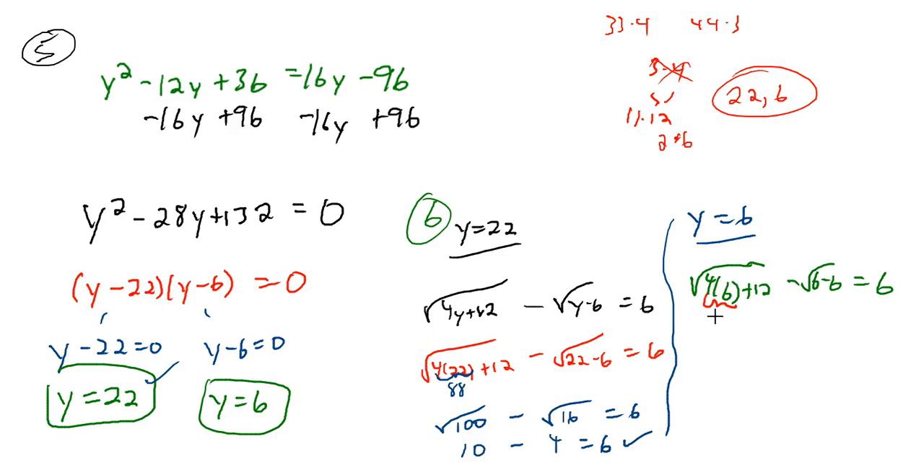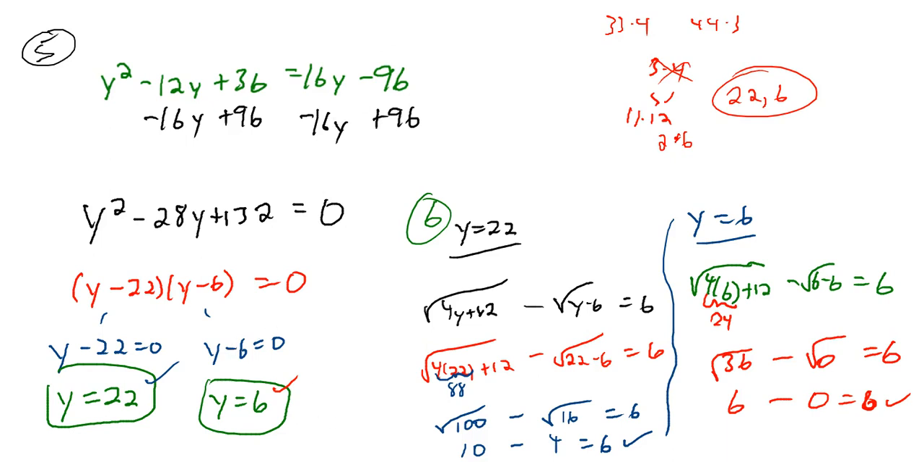So 4 times 6 here is 24. 24 plus 12 will be 36. And 6 minus 6 is 0, right? The square root of 36 is 6. The square root of 0 is 0. 6 minus 0 does equal 6. So actually, both of these solutions work. That's why you have to check both of them. You can't just assume because one of them works, the other one automatically doesn't work. They can both work. So this equation has two solutions.